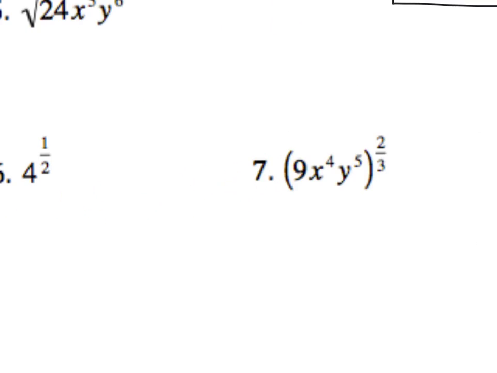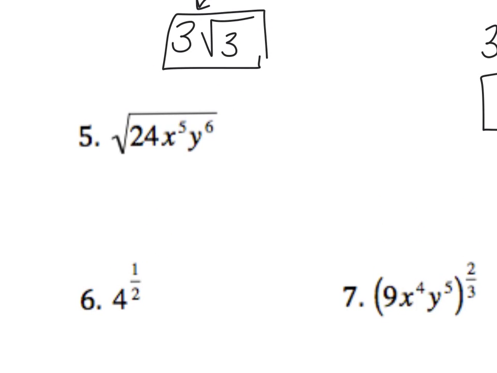Okie dokie. Moving on, here we go. Numbers with variables. Simplify the number the same way you would. 24, 6 and 4, 2 and 2. So this is 2 on the outside, 6 is on the inside. Okay, now we've got the variables. You've got x to the 5th.